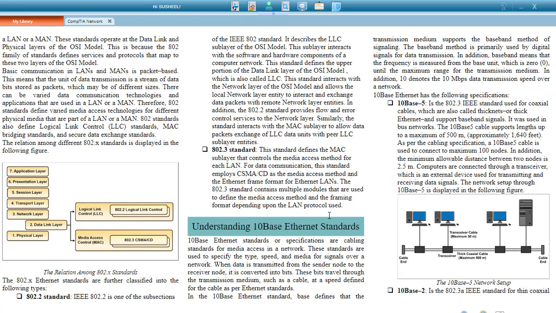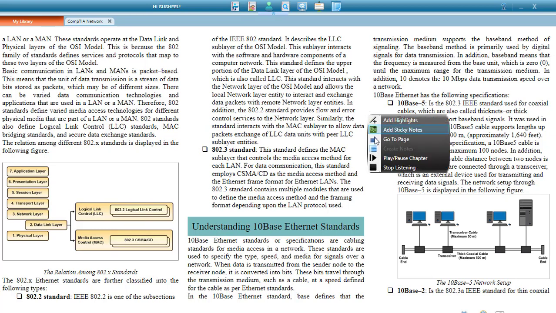Understanding 10BASE Ethernet standards. 10BASE Ethernet standards or specifications are cabling standards for media access in a network. These standards are used to specify the type, speed, and media for signals over a network. When data is transmitted from the sender node to the receiver node, it is converted into bits. These bits travel through the transmission medium, such as a cable, at a speed defined for the cable as per Ethernet standards.